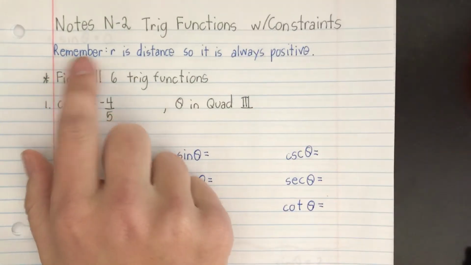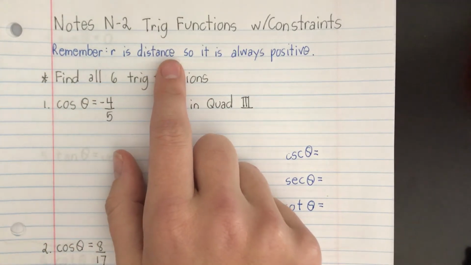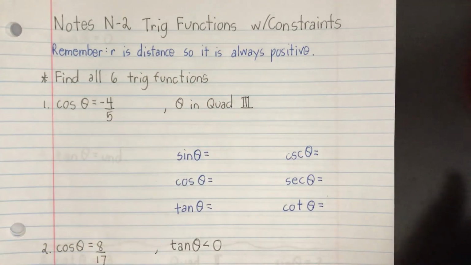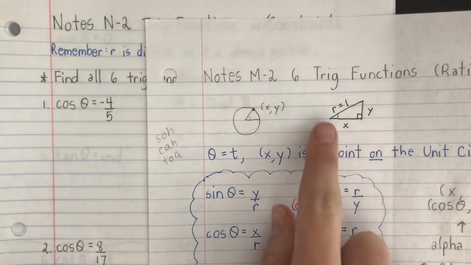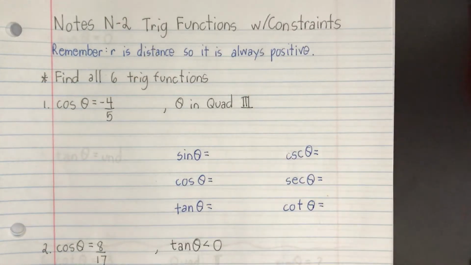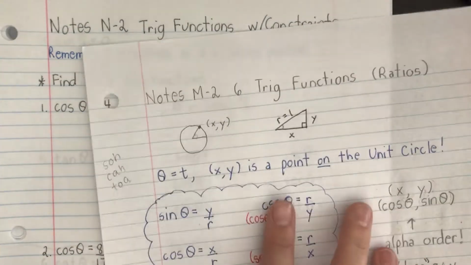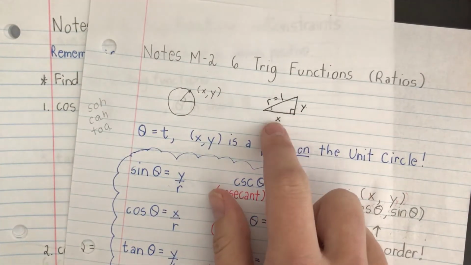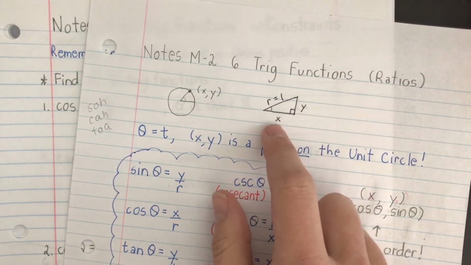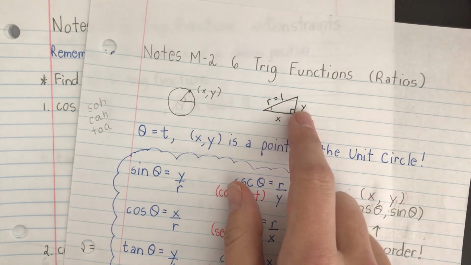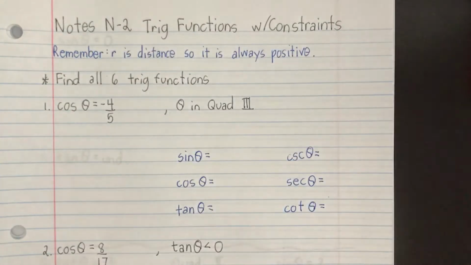Okay, so remember, r is distance. R is the radius of the circle. It's the hypotenuse of the triangle, but it is the radius of the circle. So it's distance, it's always positive. Remember, the x and the y can be negative, they can be 0. They're points on the graph. They're location, they're not distance. So x and y can be negative, however, r will always be positive.